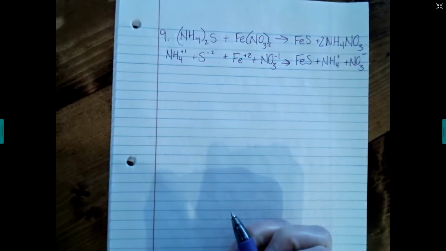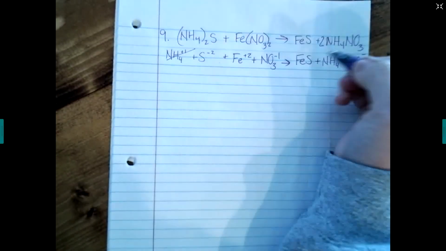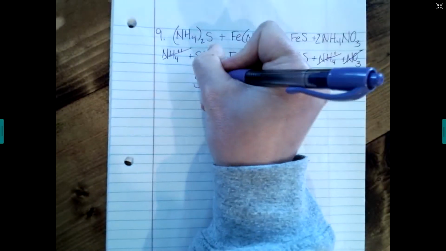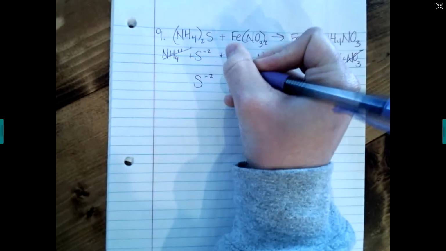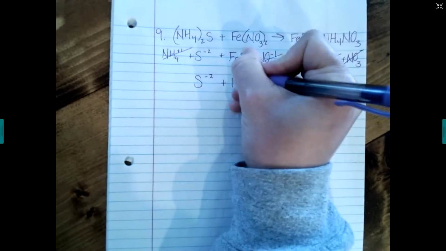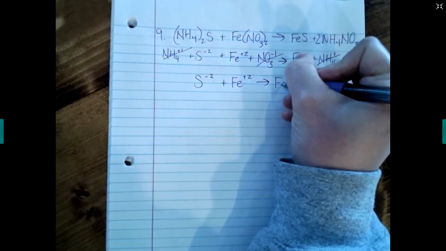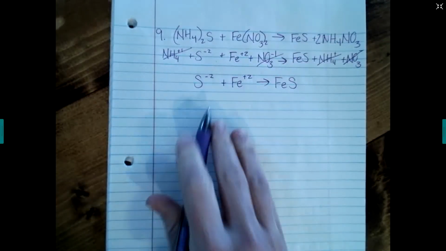So we're going to cancel out our spectator ions. That's going to be ammonium and nitrate. And your net ionic equation is sulfide ion plus iron 2 ion yields iron 2 sulfide. And it's already balanced.